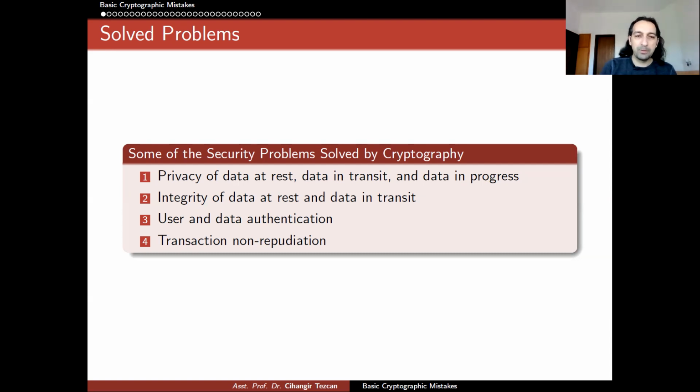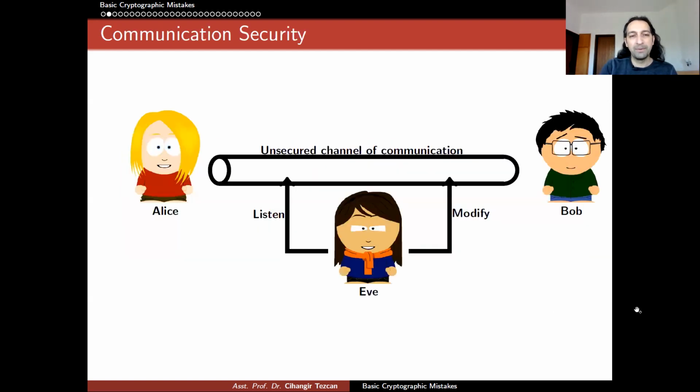We also solve the problem of integrity of data. These are done by cryptographic hash functions. We also solve the problem of user and data authentication. And by digital signatures, we solve the problem of transaction non-repudiation.